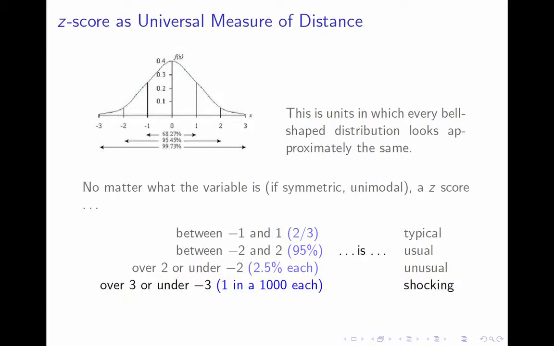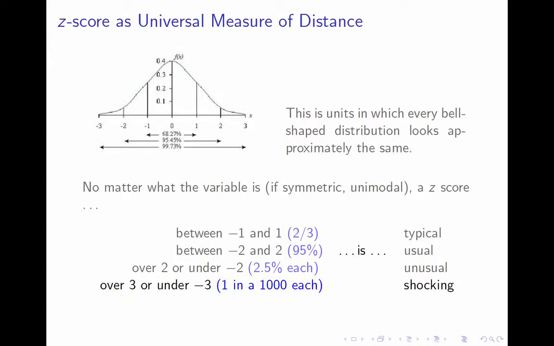The important thing here, though, is that this isn't about height. All of that could apply equally well to IQ scores. Somebody whose IQ is more than 3 standard deviations above the mean is just as shocking as someone whose height is, in a different context. Any variable that's reasonably symmetric and unimodal, the same conditions apply to. It gives you a universal way of identifying things as unusual or shocking, essentially identifying outliers.